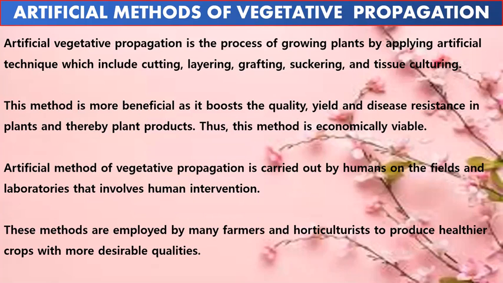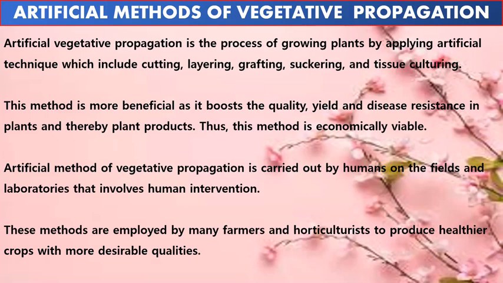Artificial vegetative propagation is the process of growing plants by applying artificial techniques which include cutting, layering, grafting, suckering, and tissue culturing. This method is more beneficial as it boosts the quality, yield, and disease resistance in plants and thereby plant products. Thus, this method is quite economically viable.